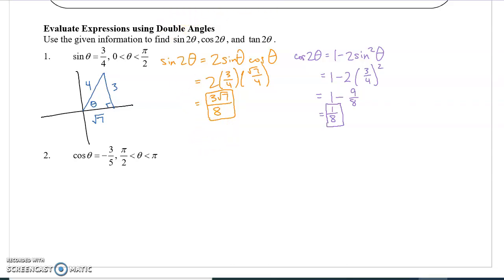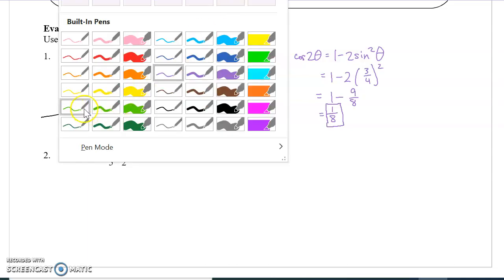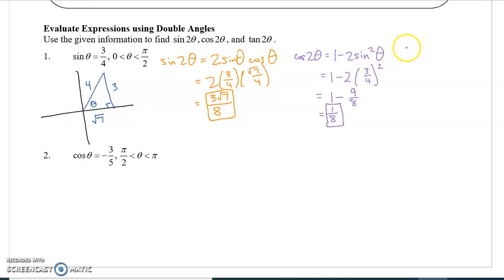But I'm going to go ahead and move on to that last part, which is tangent of 2 theta. And I'm going to go ahead and do this using the double angle identity, tan of 2 theta equals 2 tan of theta divided by 1 minus tan squared of theta. So looking at our triangle, the tangent of theta is 3 over root 7. So I'm going to have 2 times that, divided by 1 minus that squared, which isn't so bad, right?